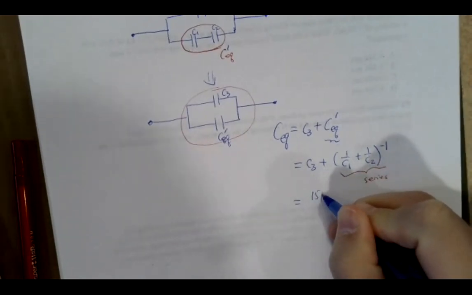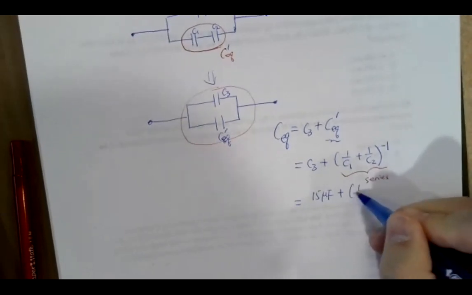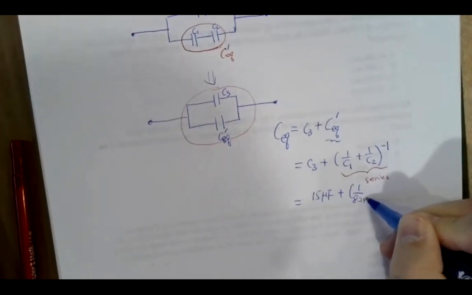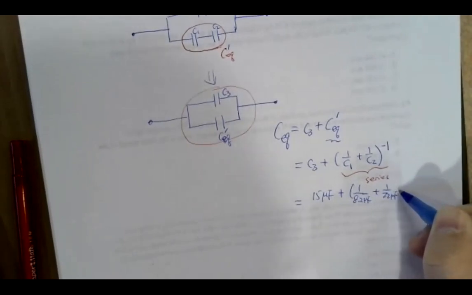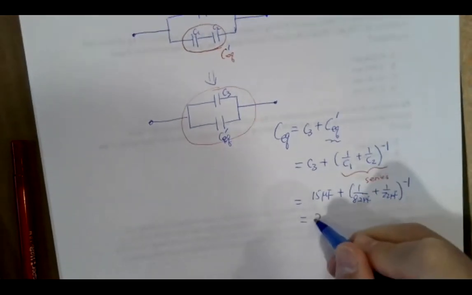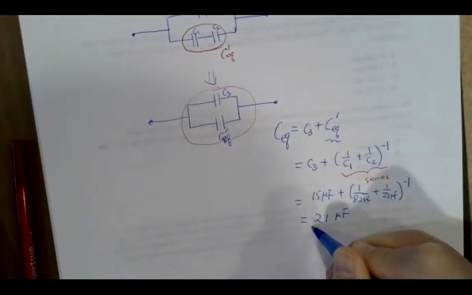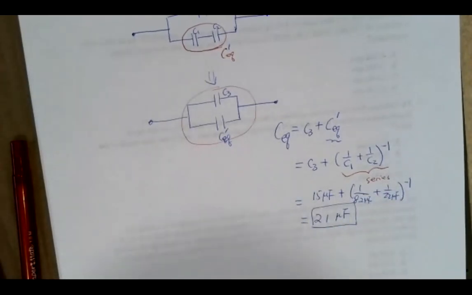This would be 15 microfarad plus 1 over 8.2 microfarad plus 1 over 22 microfarad. Okay, and then take the inverse of that. Okay, so it will give you 21 microfarad for the final answer there.